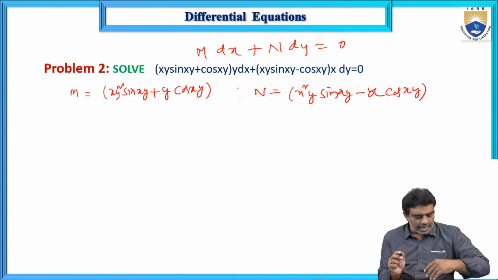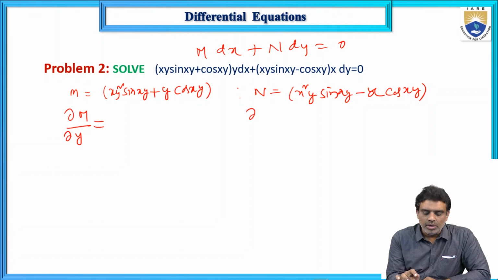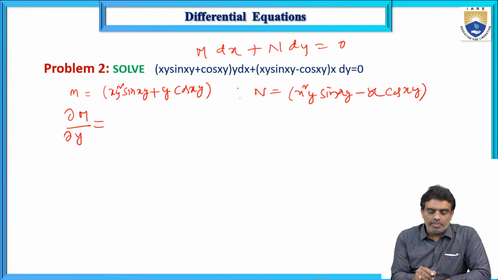Then we have to check the condition of exactness. So how to check the condition of exactness? We have to calculate dou M by dou y and dou N by dou x. What is dou M by dou y?